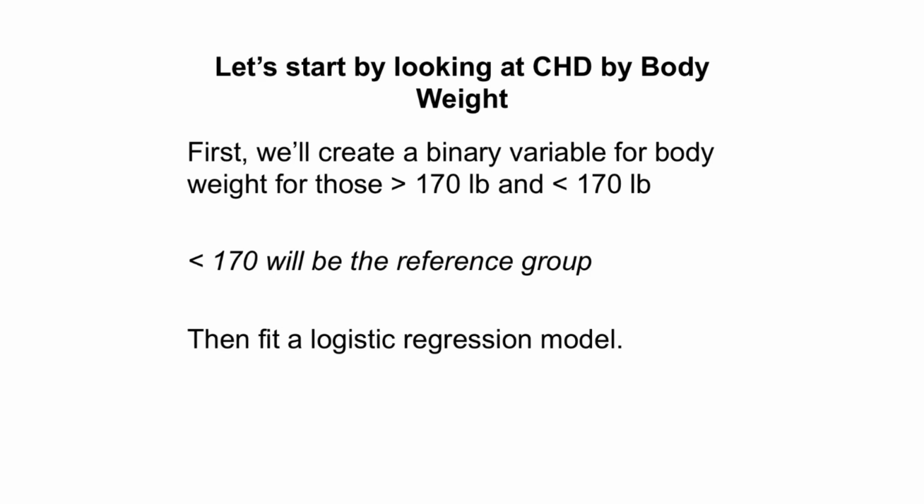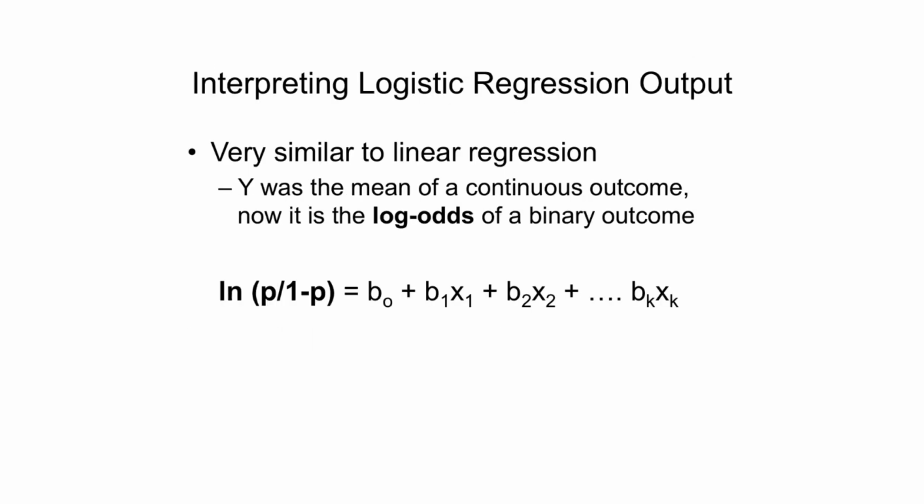So let's start by looking at CHD by body weight. First, we'll create a binary variable for body weight for those greater than 170 pounds versus those less than 170 pounds. So less than 170 pounds will be the reference group. And then we'll fit a logistic regression model.